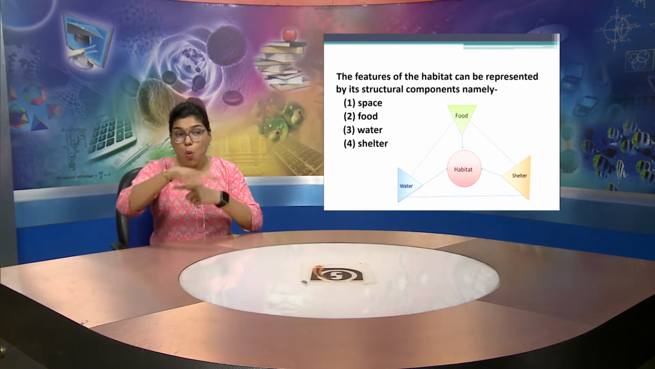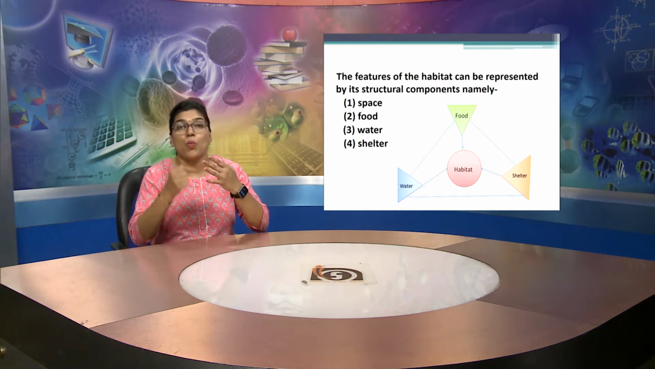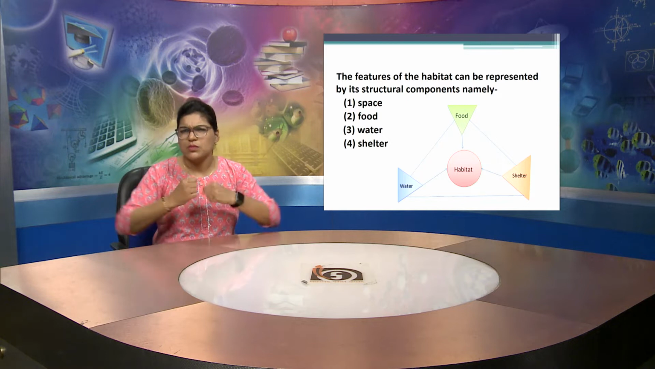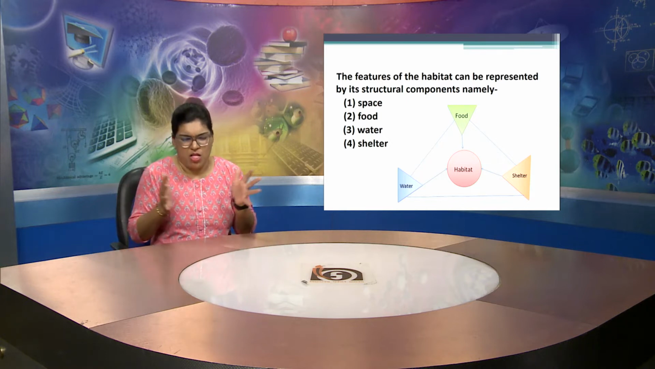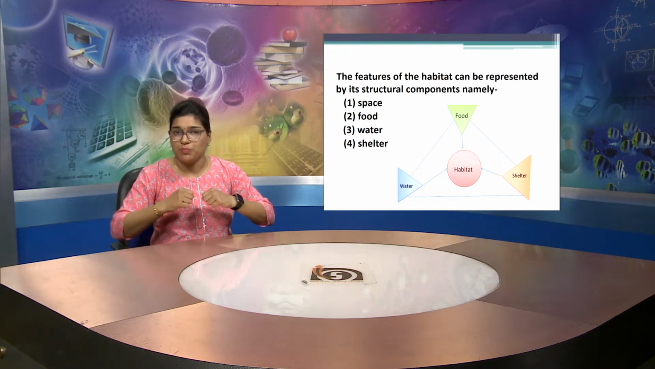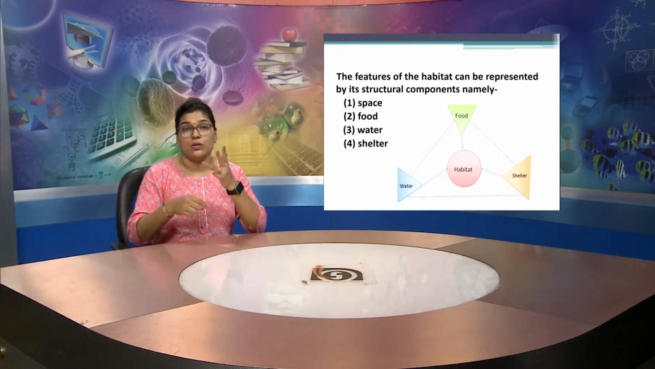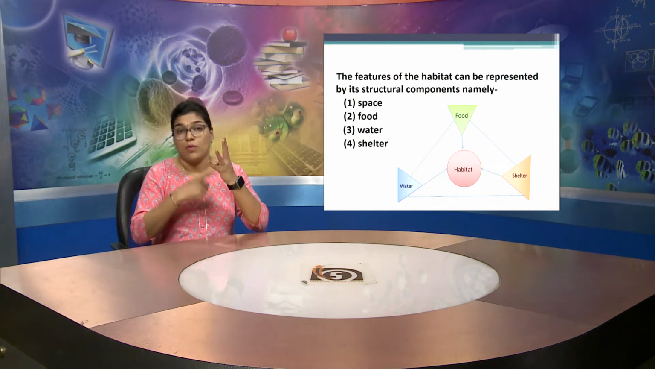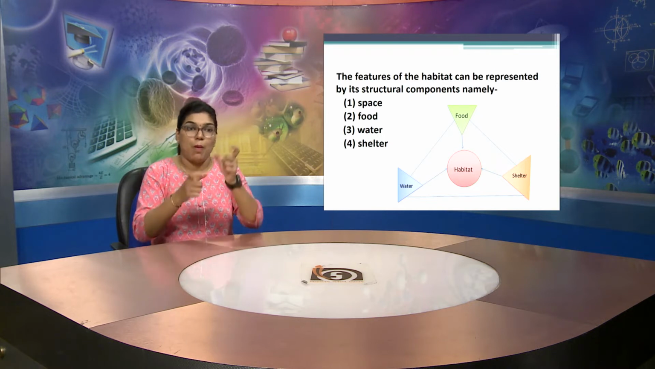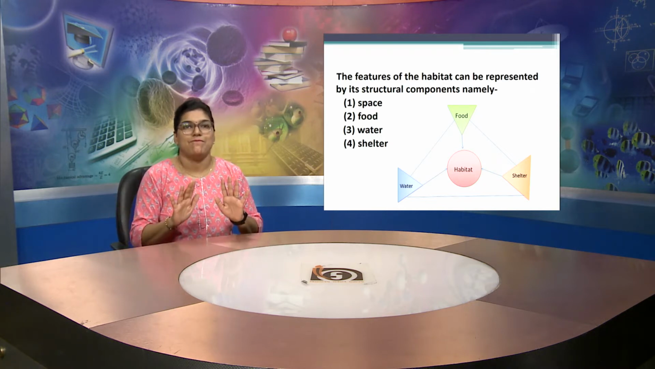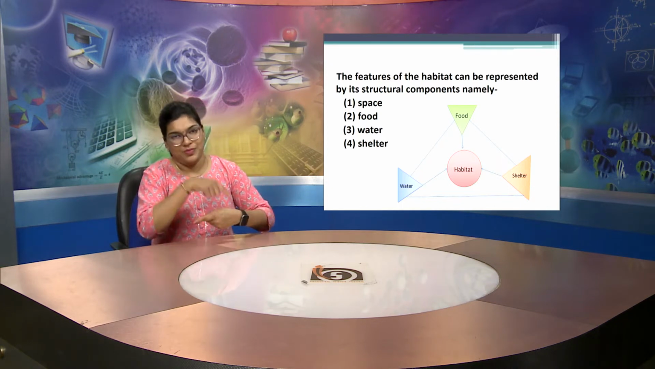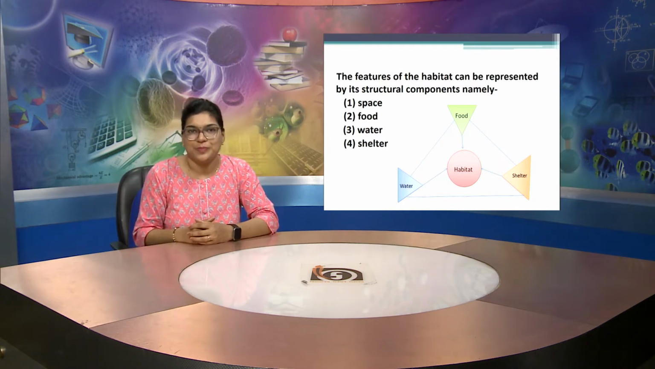Now there are different features of the habitat, and we can understand all those features here. The first important feature is space. The second important feature is food. Third important feature is water, and fourth one is shelter. So all these four features are the basic needs which are important.